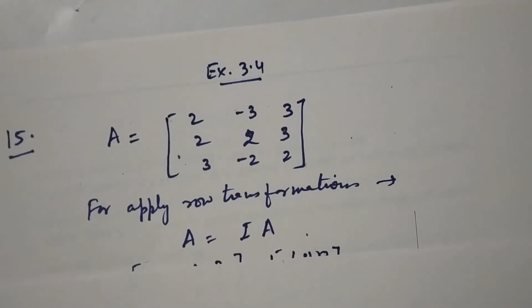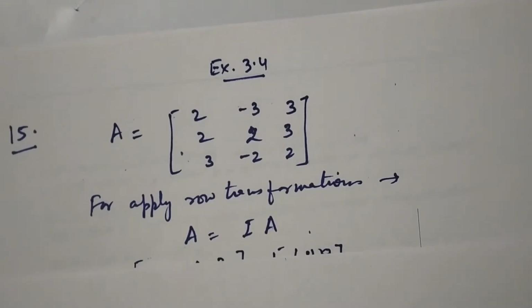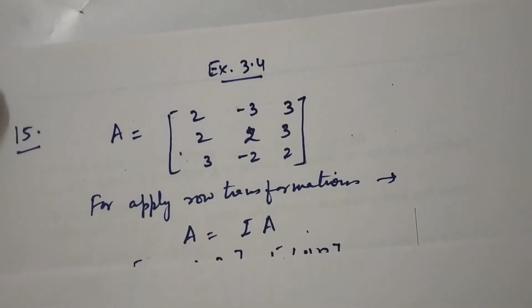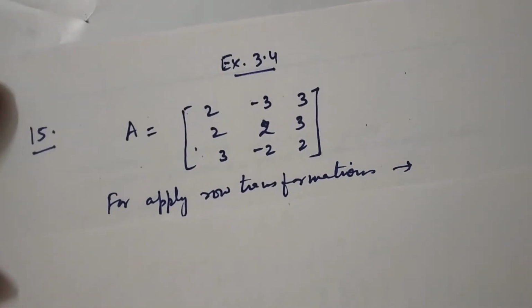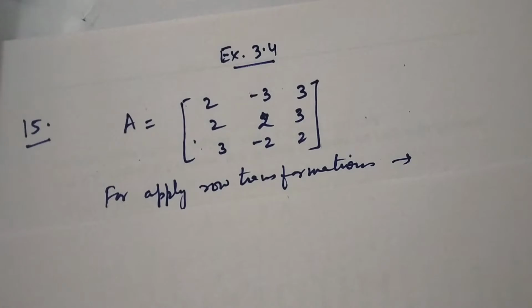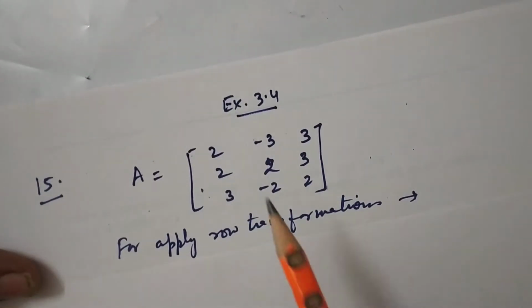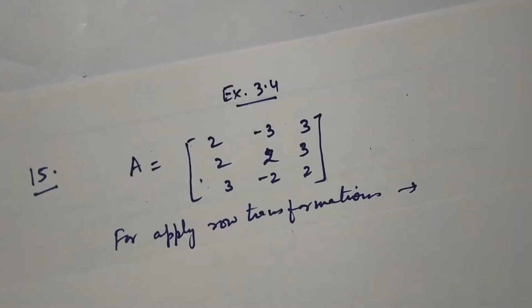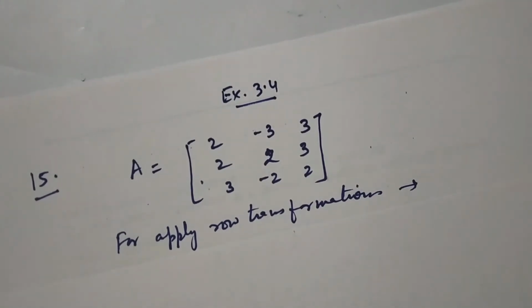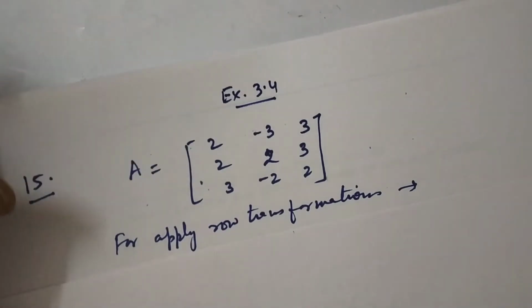Now children, I have taken a 3 by 3 matrix whose inverse has to be found using elementary transformations. This is example 3.4, question number 15. Matrix A is given: 2, minus 3, 3; 2, 2, 3; 3, minus 2, 2. You can apply column operations as well as row transformations, whichever you are comfortable with.